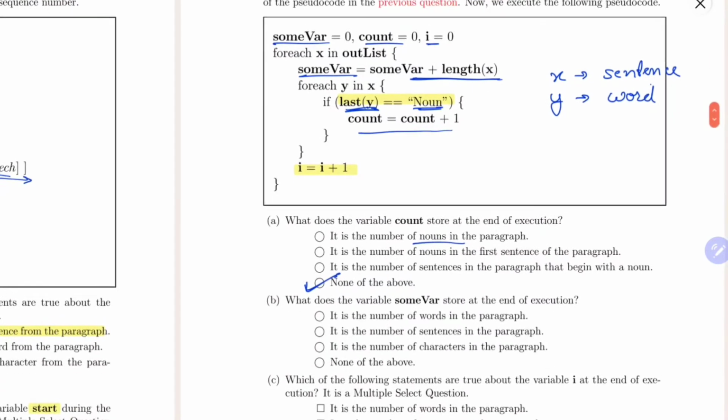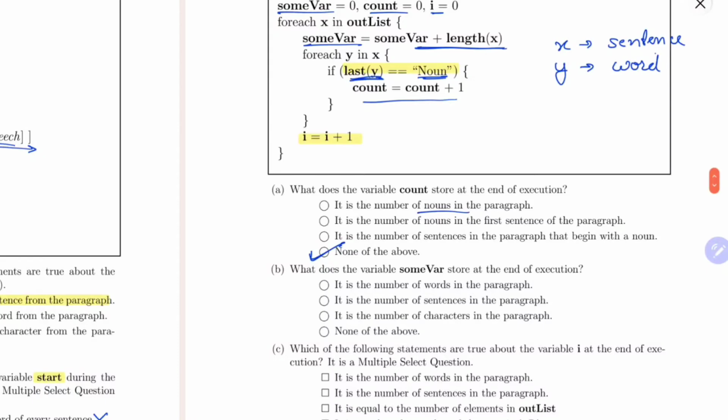Let's move to the second part, B part. What does the variable somevar store at the end of execution? It is number of words in the paragraph. It is number of sentences in the paragraph. It is number of characters in the paragraph. So basically, as I told you earlier, it is going to be number of words in the paragraph.